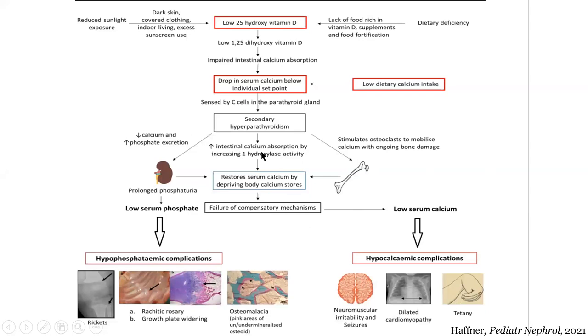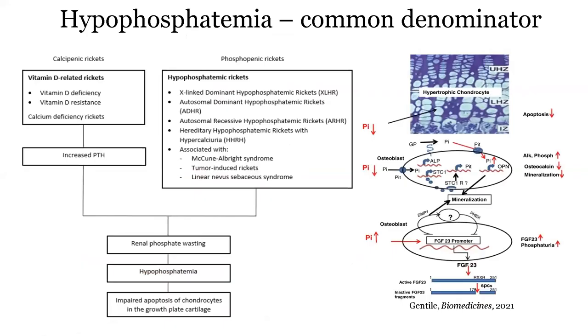However, in the presence of nutritional deficiency, when there is low serum phosphate, there is an ongoing process which leads to rickets. However, the hypocalcemic manifestations don't turn up. So this leads us to an important concept of hypophosphatemia being the common denominator in rickets. So in all types of rickets, universally, the phosphorus levels will be low.